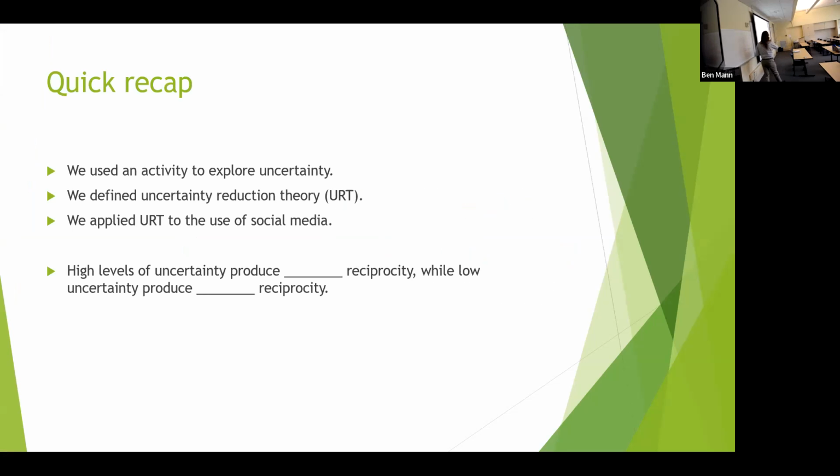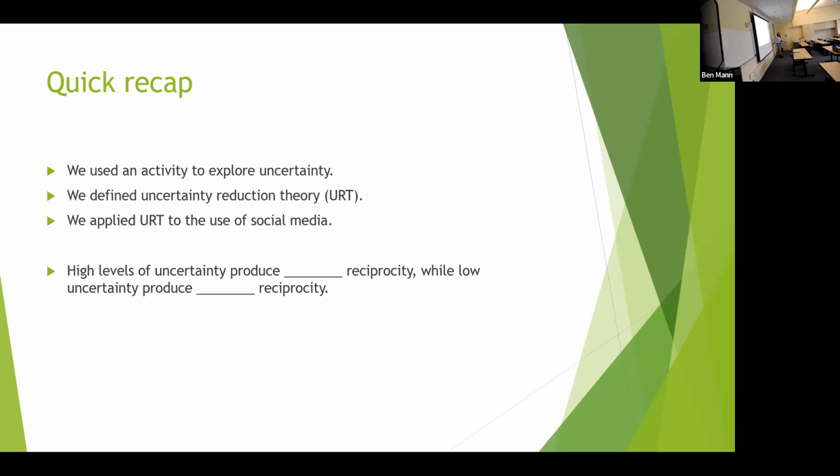So to recap, we talked about URT, uncertainty reduction theory. We talked about the idea of catfishing, right? Spying on behavior online, presenting a false version of yourself, and applied URT to examining those issues. Get a chance to get to know somebody else in the class and learn how you all reduce uncertainty through communication. URT is axiomatic, right? It has laws or rules. One of them being the idea that high levels of certainty produce blank reciprocity, while low uncertainty produces blank reciprocity.